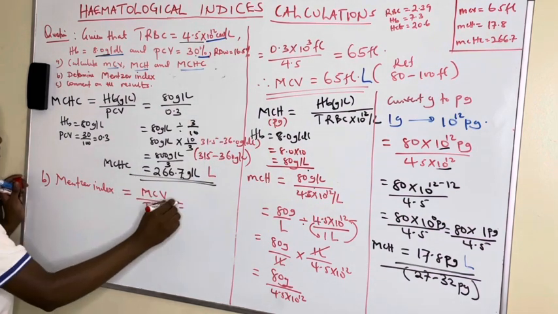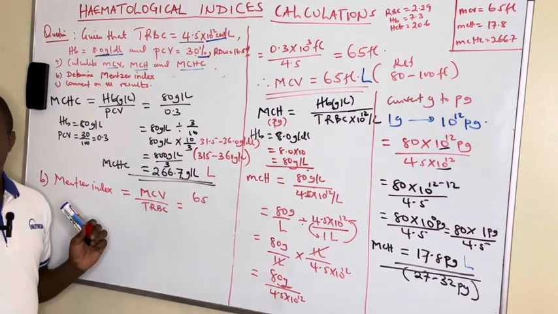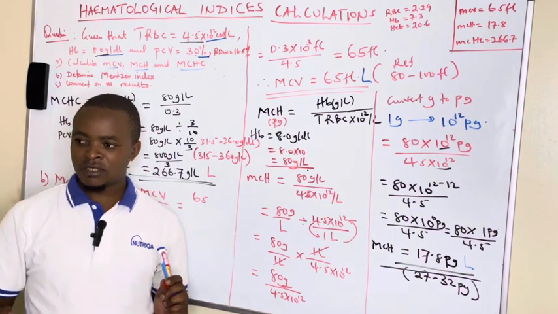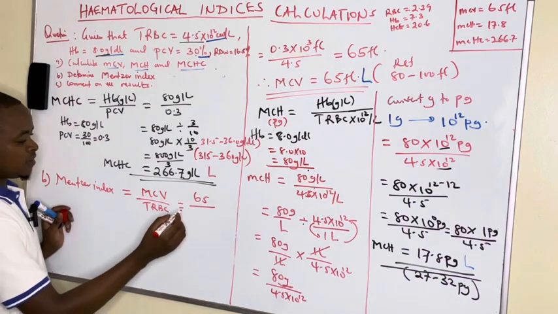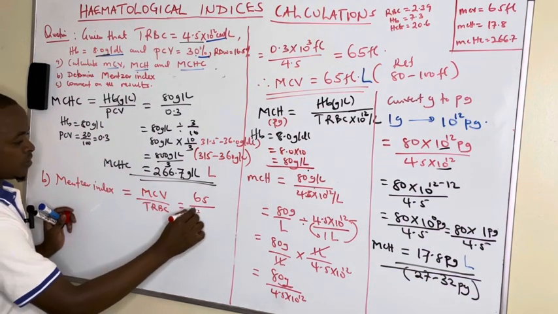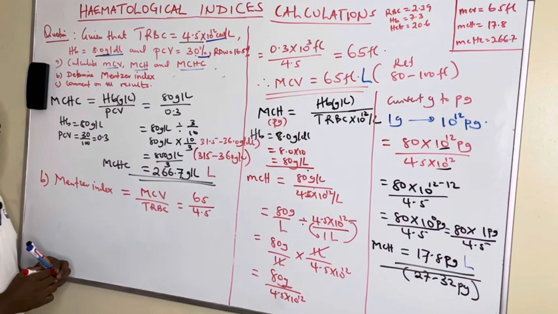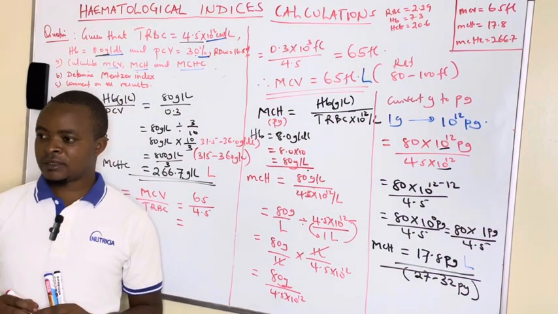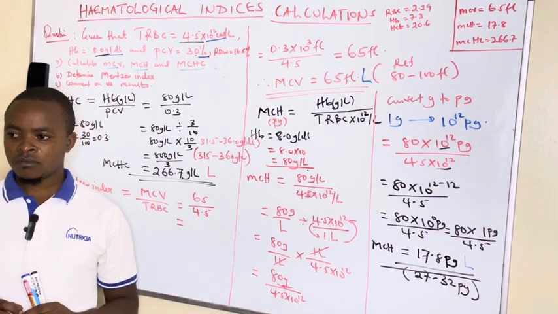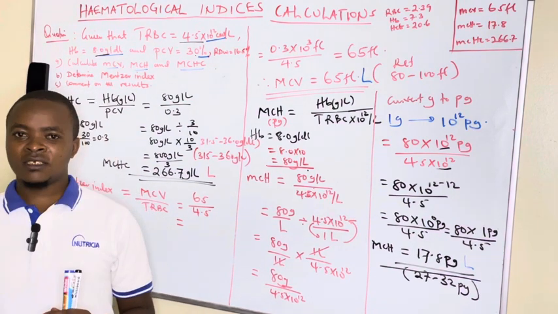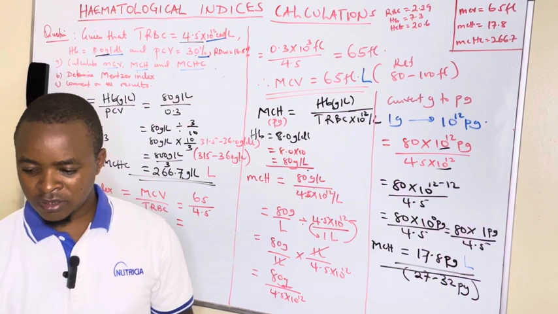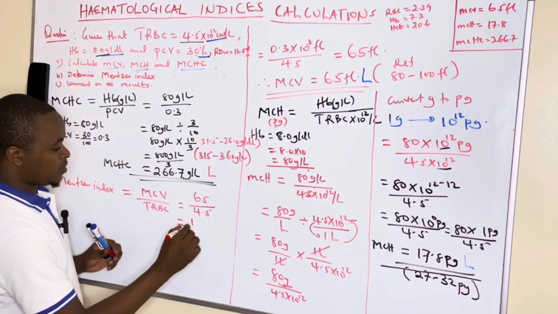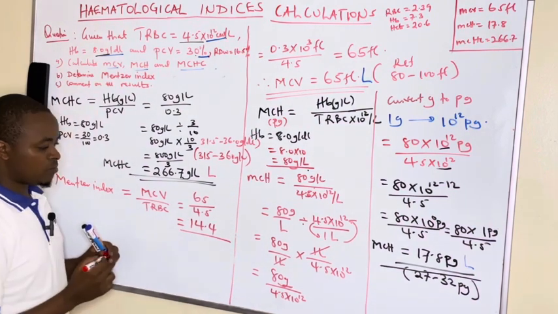and you divide it by total RBC count. And our MCV is 65, and you can put it on the calculator. 65 divided by total red cell count, which is 4.5. So you get 65 divided by 4.5. That will be the Mentzer index. I hope you are calculating. We are getting 14.4. 14.4 is our Mentzer index.